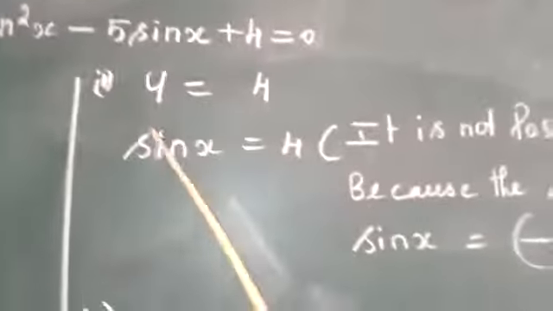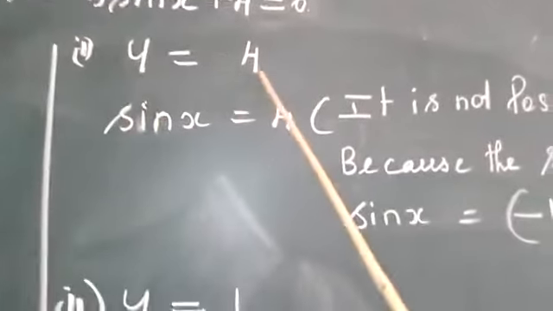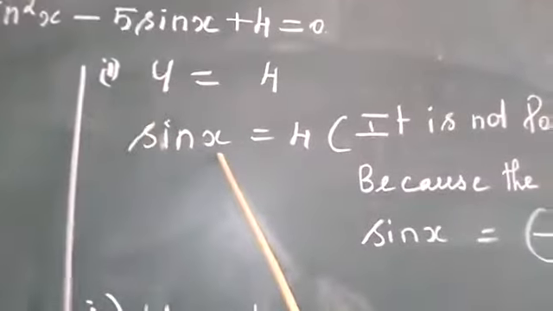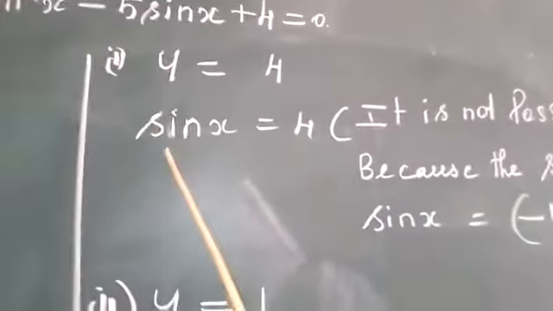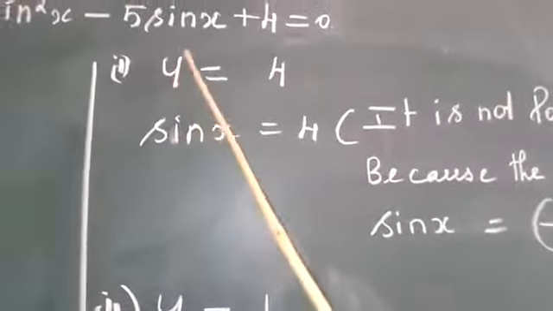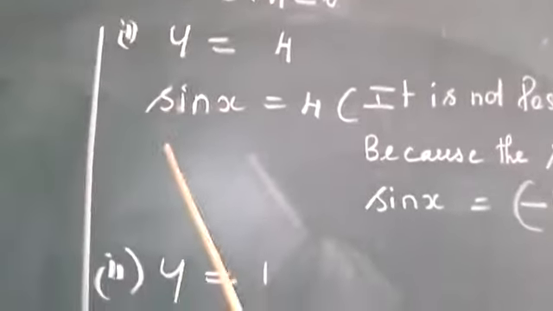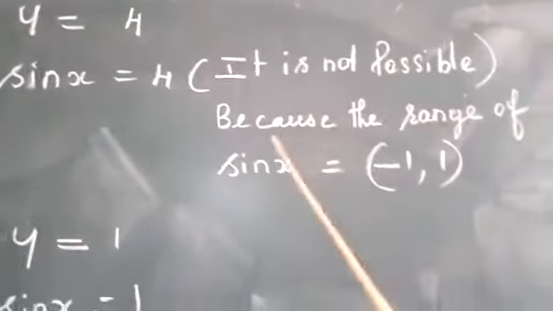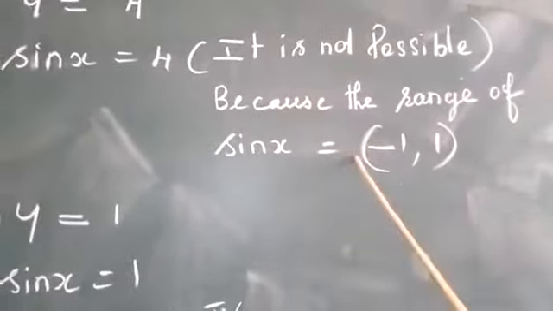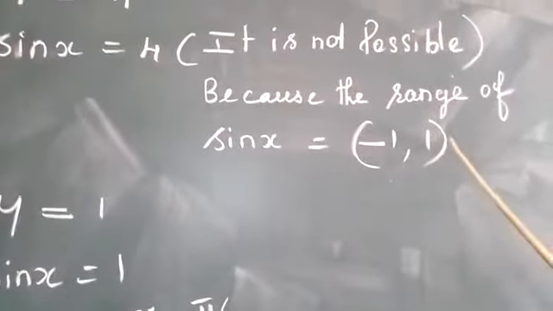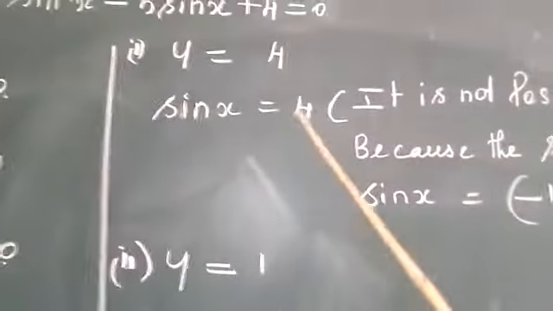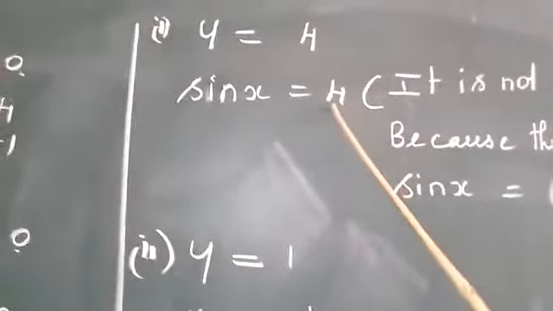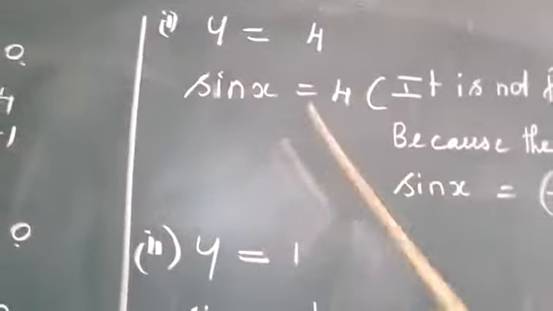Now the first value we are taking is y is equal to 4. We are going to replace this y by sin x, because in the beginning, in the place of sin x we substituted y. Now we are going to exchange that. Sin x equal to 4. It is not possible because the range of the sin value is between minus 1 and plus 1. So here the sin value is more than 1, that is 4 here. So this value cannot be possible for sin x.